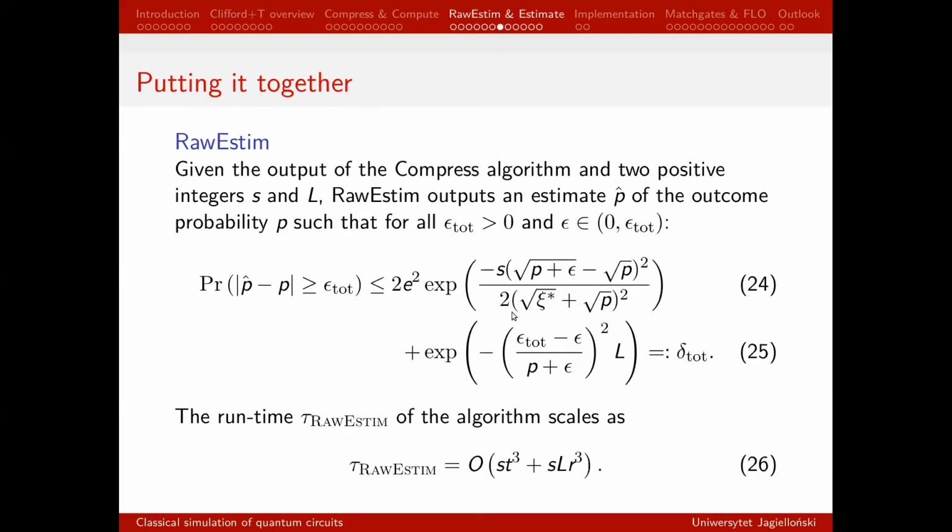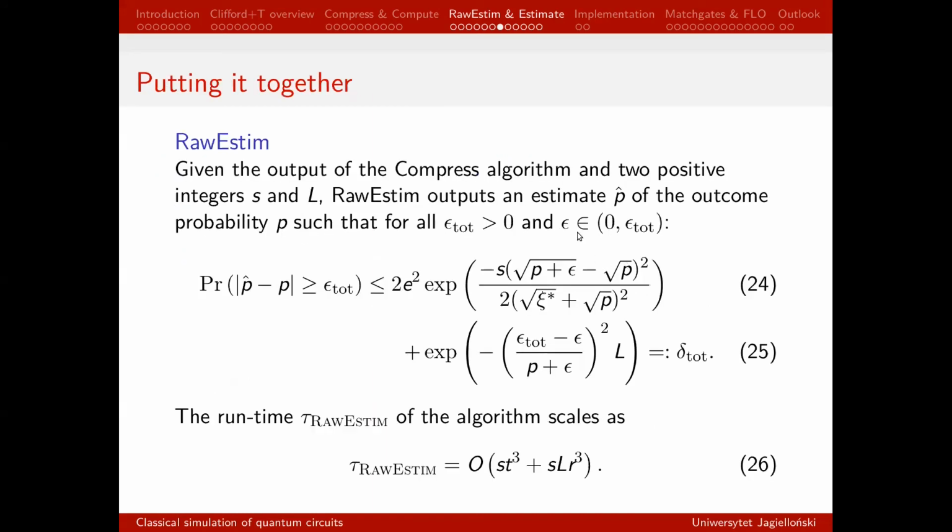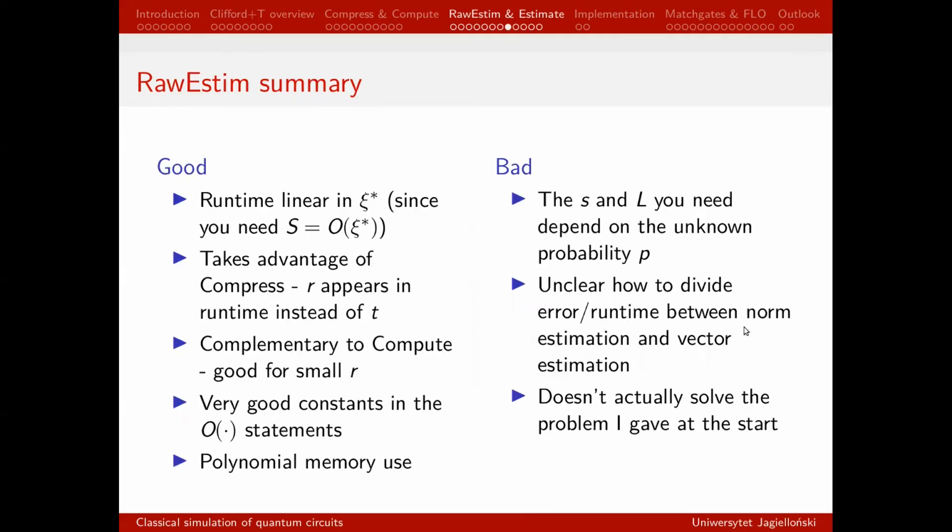You have these S and L things that you have to input to it. A priori, there's no really good way to know what S and L are supposed to be. They depend on the unknown probability P that you're actually trying to estimate already. You have some epsilon between 0 and the total error. This basically says how much of the error you attribute to the sampling and how much you attribute to the norm estimation. It's unclear how to divide this up. And it doesn't solve the problem statement I gave at the start, with P greater than epsilon being less than delta, because you don't know S and L.